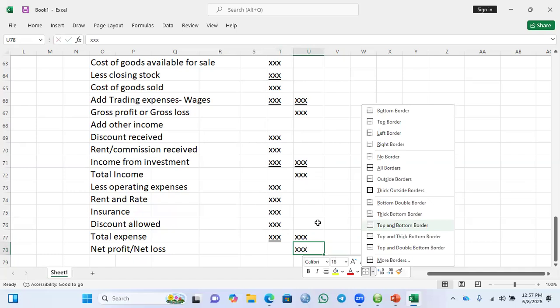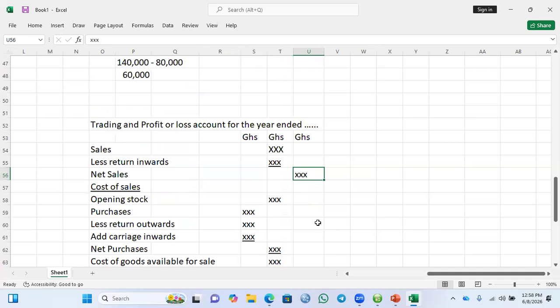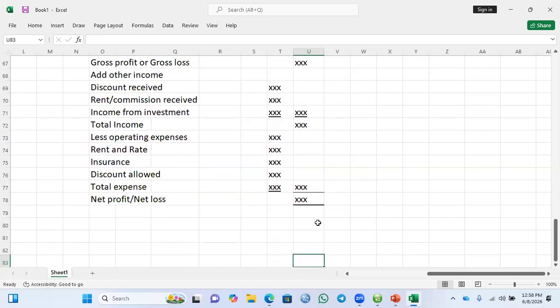So you see, this is the full format from the trading account to the profit and loss account. And I think most of the WAEC questions come in this form, right? Please, any question? Any question? Any question?